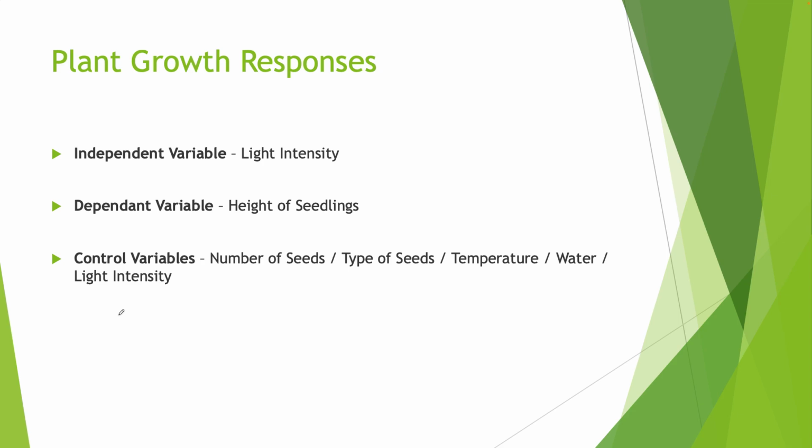So in this case, the independent variable, what we're changing, is the light intensity. The dependent variable, what we're measuring, is the height of the seedlings, and the control variables, what we need to keep the same, are the number of seeds, the type of seeds, the temperature, the water, and the light intensity. Okay, so it's really important that you learn these variables. It could come up as a 6 marker in an exam.